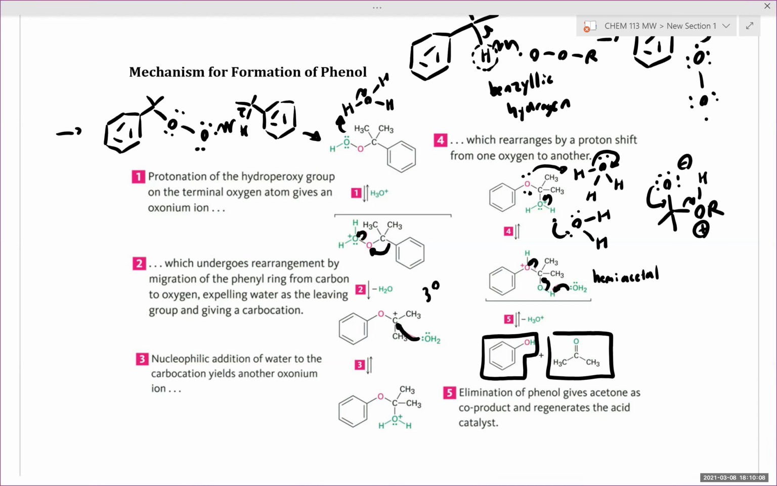Does this mechanism make sense to everyone? Do the steps for this mechanism, both for the oxidation of isopropyl benzene to yield our hydroperoxide and then the decomposition and rearrangement of our hydroperoxide under acidic conditions to yield phenol and acetone. Does this mechanism make sense? Any questions on this mechanism?